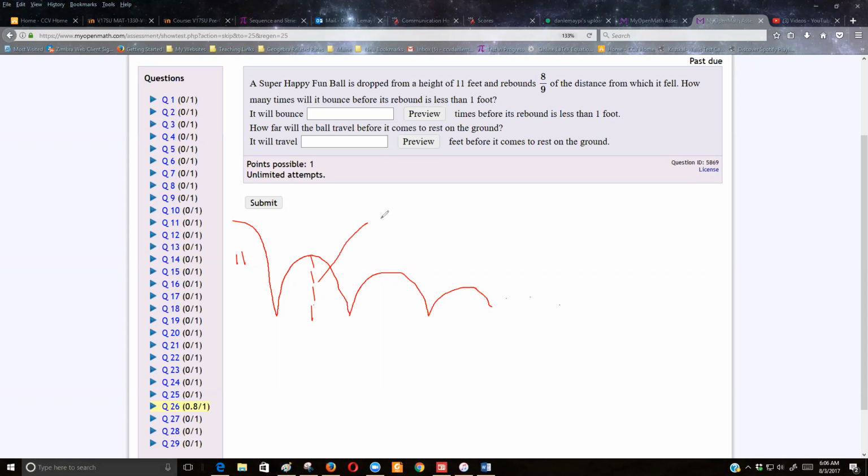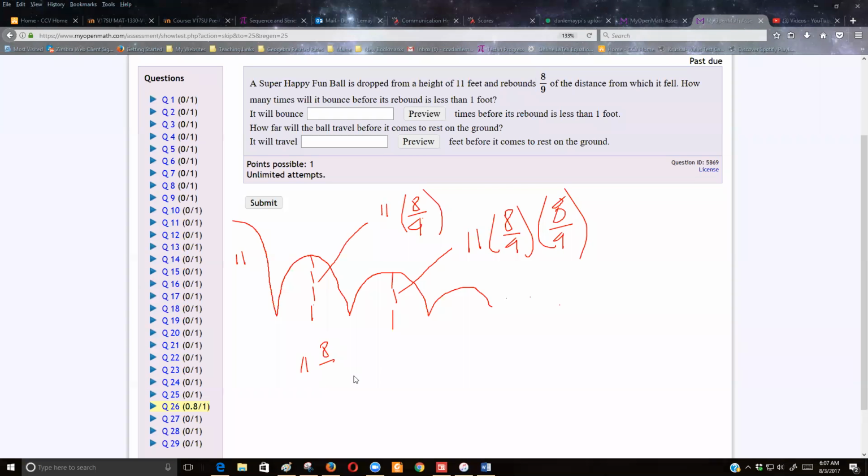height of the first rebound, and I'm going to consider that to be my first term. So that's going to be 11 times 8/9. Then this next height will be 8/9 of that one, so 11 times 8/9 times 8/9 again. And I think you know where this is going. This is just a geometric sequence with a first term of 11 times 8/9. So that's my first term.